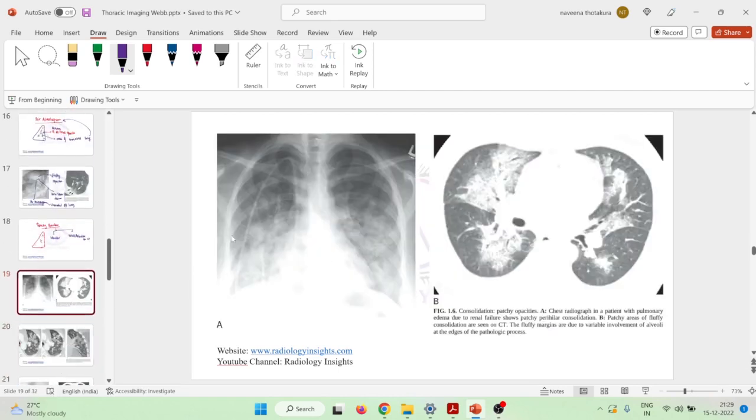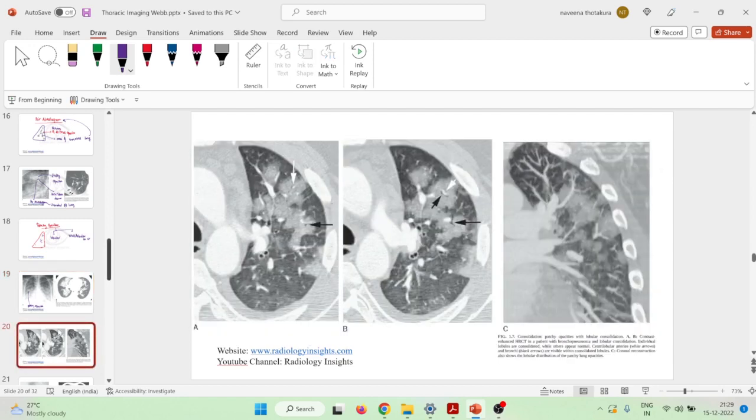If you see here, these are different patchy opacities seen in the chest radiograph. These patchy opacities are present around the hila, so these are patchy opacities seen in the perihilar region. Similarly, if you see this CT, you will see patchy areas of fluffy opacities or consolidations. All these are patchy opacities. Next, there are also some patchy opacities seen here. So this is a patchy opacity seen on CT.